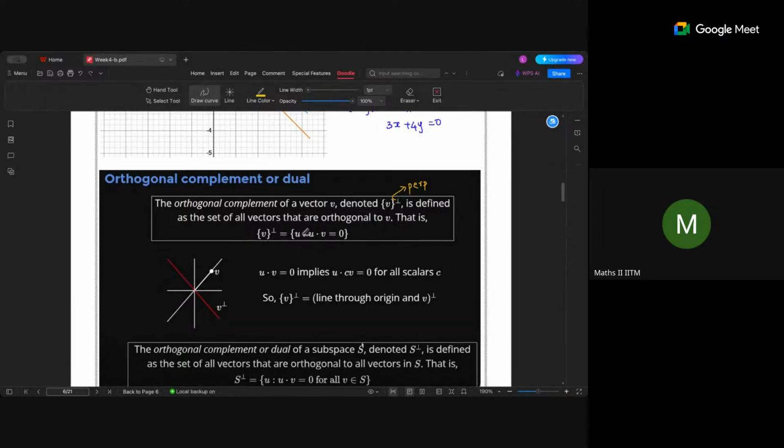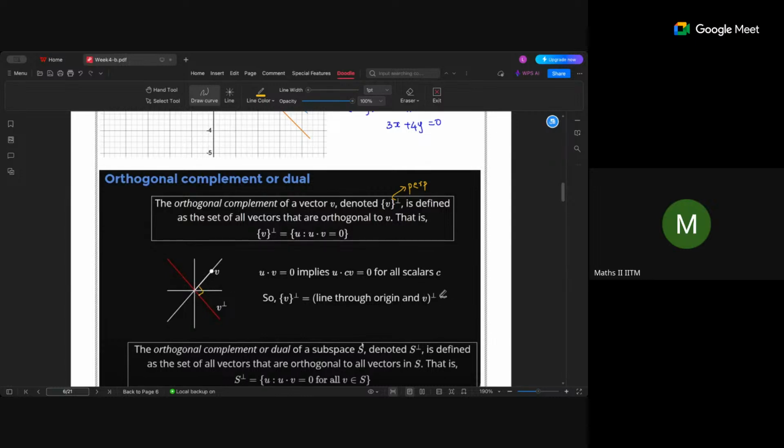Now suppose, for example, let us say you have the vector v here. Then what is your orthogonal complement of v? It is this line which is perpendicular to this vector. Okay, so u dot v equals 0 implies that u dot cv is equal to 0 for all scalar c. So it means this orthogonal complement of the vector is a line which passes through the origin, perpendicular to the vector v.